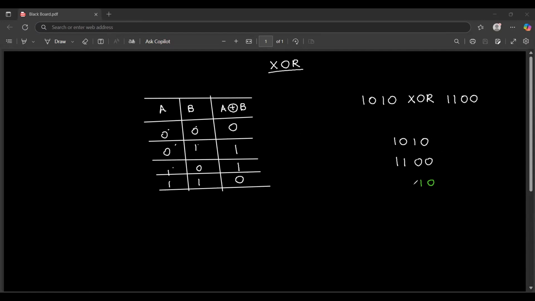0 XOR 1, well, it will be 1. 1 XOR 1, it will be 0. So the output is 0110. Okay, so let's do it with normal ideas like 4 bits 2's complement and all.